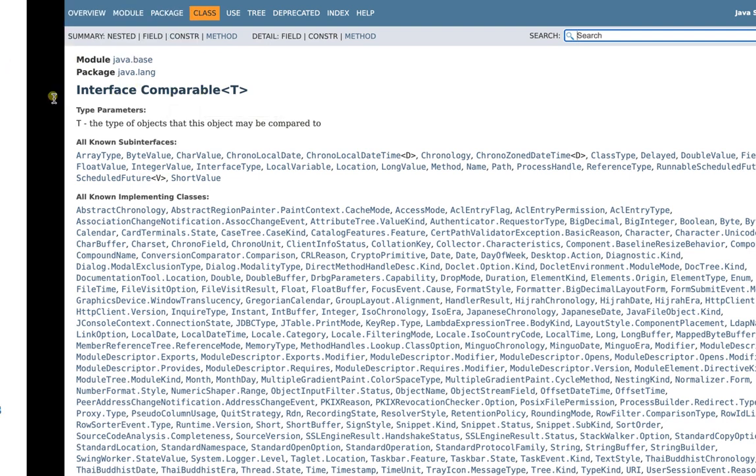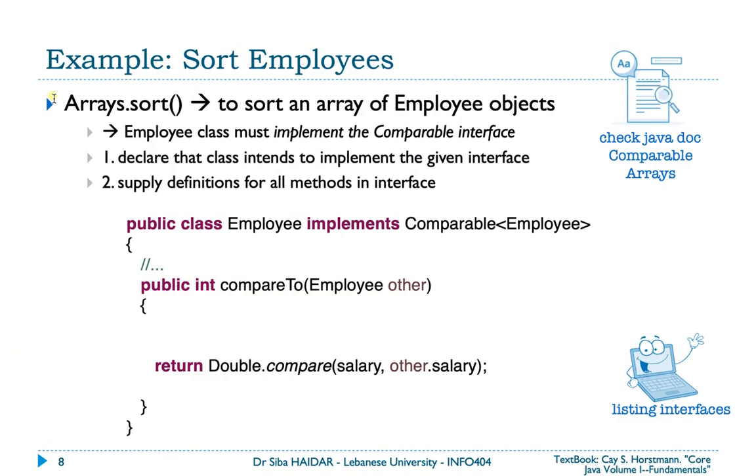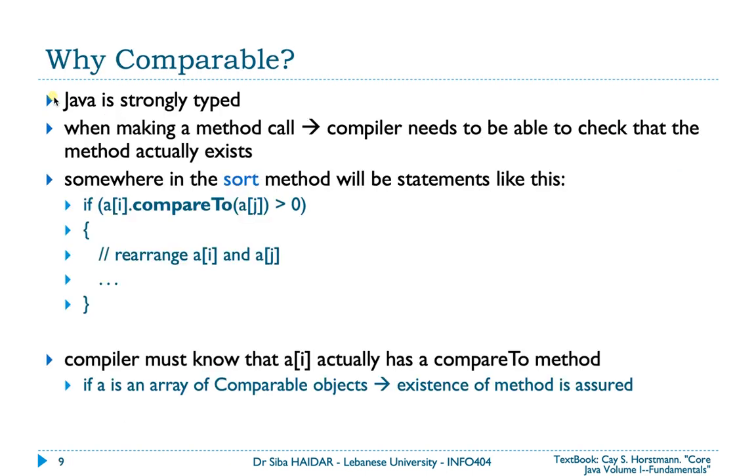So let's go back to our presentation and continue the details we have to know about Comparable. But before that, let's explain why Comparable. Because you will say that I can have the compareTo implemented and used without the interface. Java is strongly typed. This is why. When making a method call, the compiler needs to be able to check that the method actually exists.